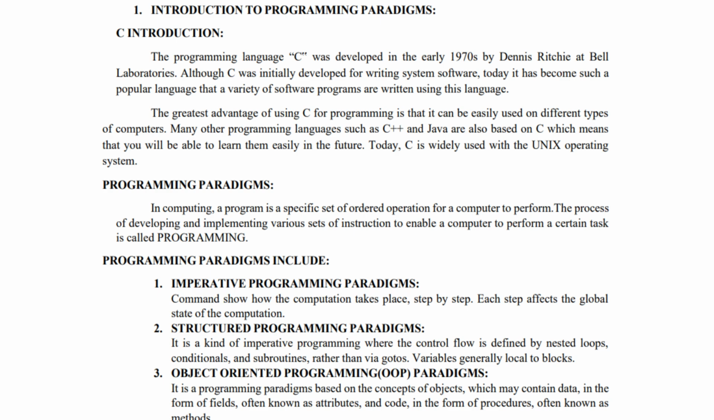2. Structured programming paradigms. It is a kind of imperative programming where the control flow is defined by nested loops, conditionals, and subroutines, rather than via gotos. Variables are generally local to blocks. 3. Object-oriented programming, OOP, paradigms. It is a programming paradigm based on the concept of objects, which may contain data, in the form of fields, often known as attributes, and code, in the form of procedures, often known as methods.